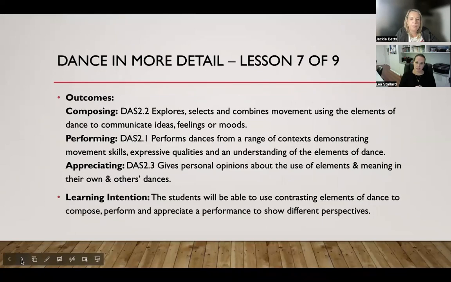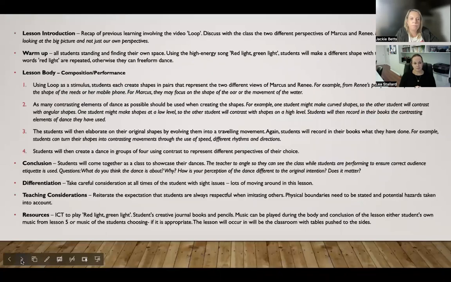This lesson plan is lesson 7 of 9. These are the outcomes that they'll be expected to achieve with their learning intention. So the lesson introduction will be a recap of the previous learning with the video loop. Discuss with the class the 2 different perspectives of Marcus and Renee, making sure to point out and explain the importance of looking at the big picture and not just our own perspectives.